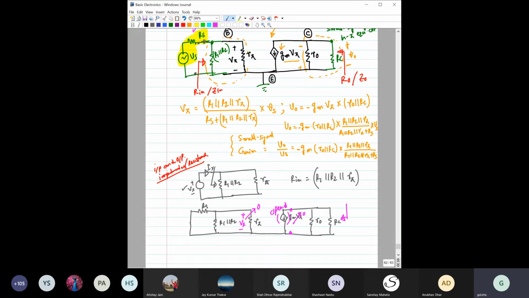Then you have to look at the resistance from this side. If you look from the resistance, again, it is quite straightforward. You can do the similar analysis, putting a voltage source, finding the current. But if you look from here, it is quite easy to understand that the equivalent output resistance would be this one only.